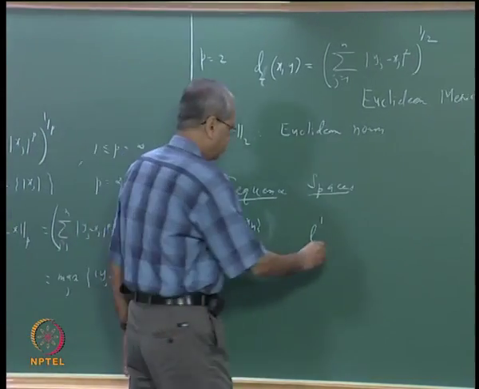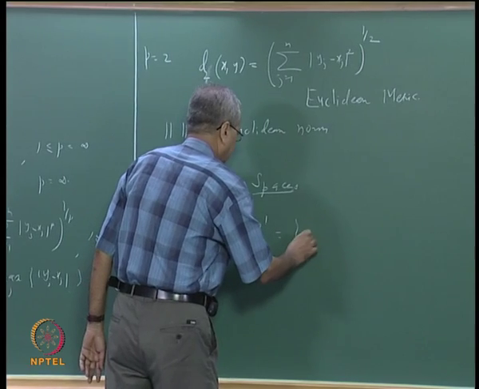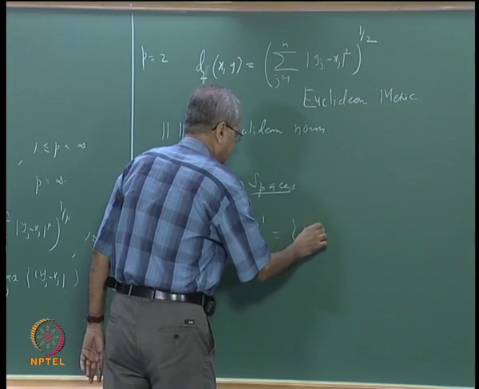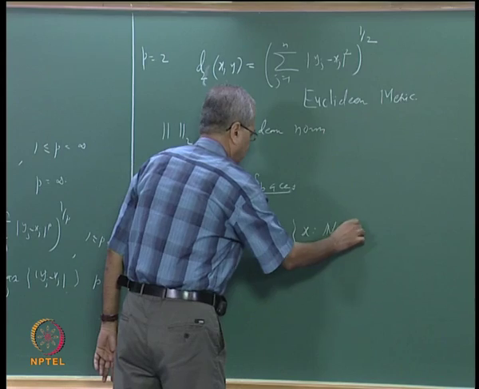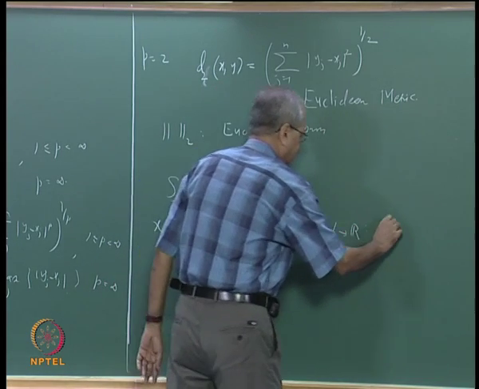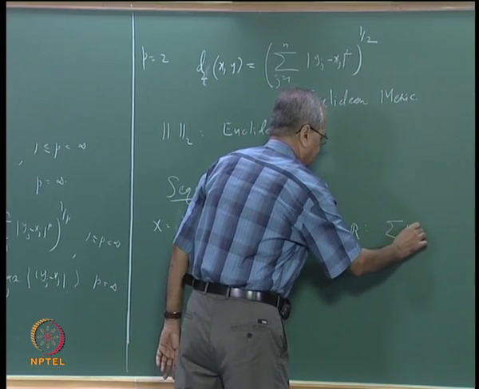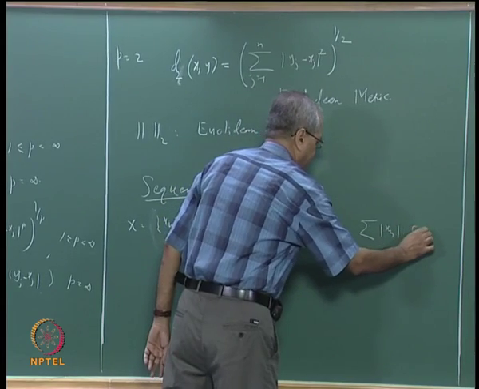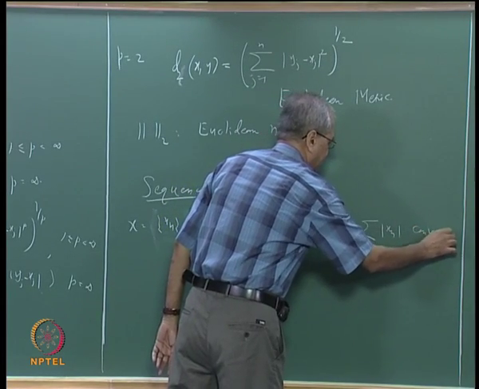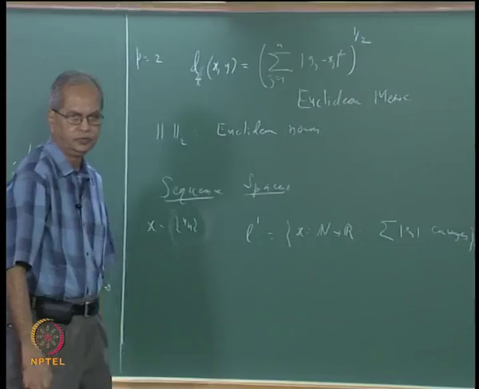What was that space? It was the space of all such sequences x, that is x from N to R, such that sigma |xn| converges, that is, sigma xn is absolutely convergent.